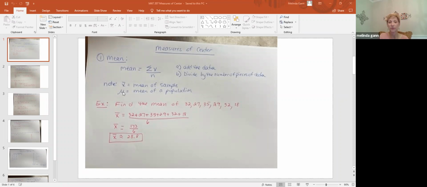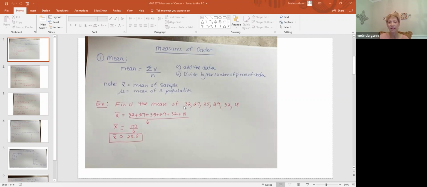So there are 2 symbols for mean. One's an x with a bar over it. When you see that symbol, that stands for mean of a sample. Okay. And then mu is a Greek letter. It's kind of like a U with a little tail on it. And it's the mean of a population. So you're going to see both of those symbols throughout the semester. So get them straight now. x bar is mean of a sample, and mu is going to be mean of a population.